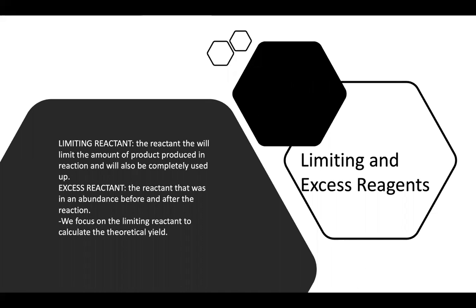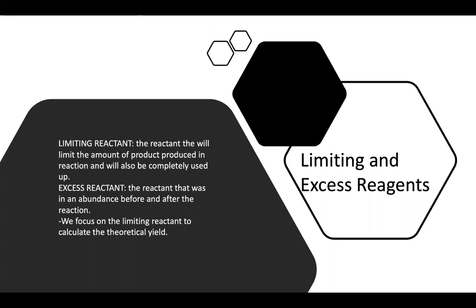In order to further explore the idea of theoretical and actual yield, we must first look at the concept of limiting and excess reactants and how we use them when calculating yield. To start off, we have our reactant or reactants that will not be fully used up during the reaction. These are called our excess reactants because we begin with excess of it and we will have some left over when the reaction is completed.